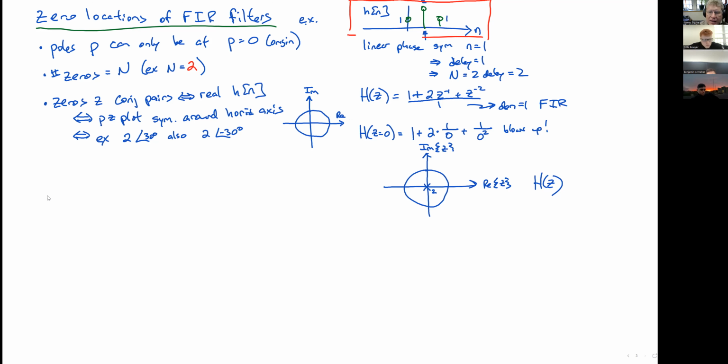And what I'm telling you is that if there is a zero here, it means there's got to be one here to make it symmetric top and bottom. If it was IIR, the same would be true for its poles too. If there was a pole out here, say, there'd be one down here. So that's a very general thing that's not only true for FIR filters, but true for anything.